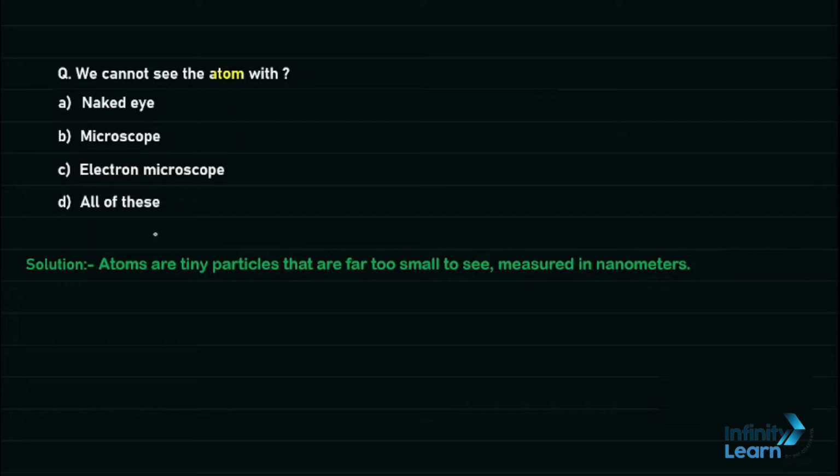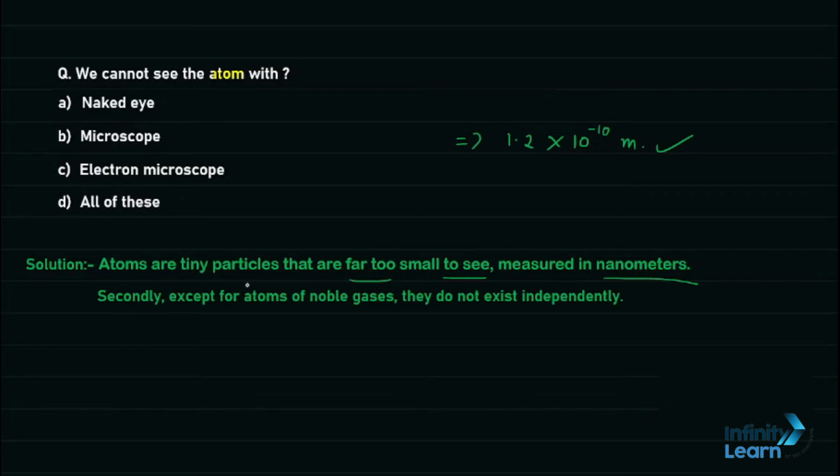Okay students, so basically atoms are tiny particles that are far too small to see and that are measured in terms of nanometers. So basically 1.2 × 10^-10 meters will be the accurate size of an atom.